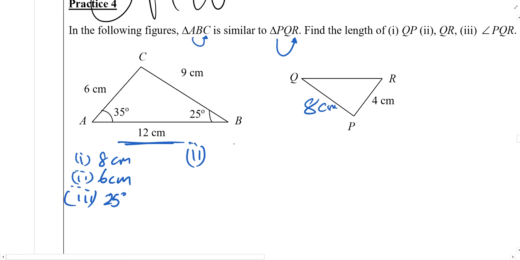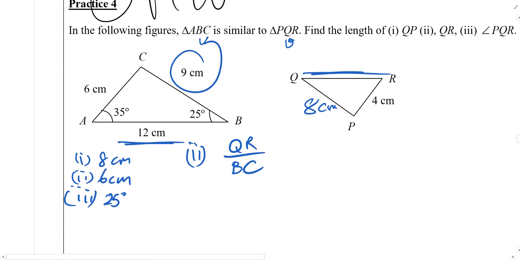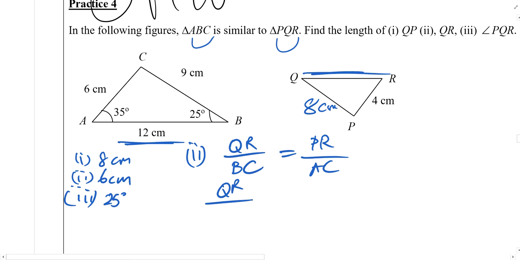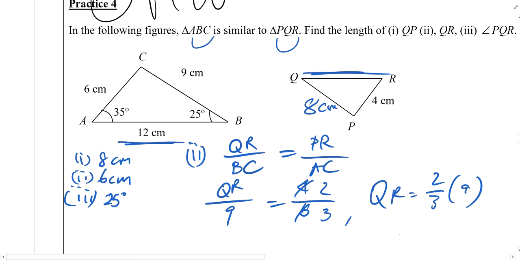QR now. QR over here is corresponding to BC, which is given to us. Then it must be the same as any other side, which I prefer to use PR again. So PR with AC. Put in everything. QR over BC, 9, equals to PR, 4 divided by 6. QR equals to 2/3 of 9, which gives us 6 cm. Okay?